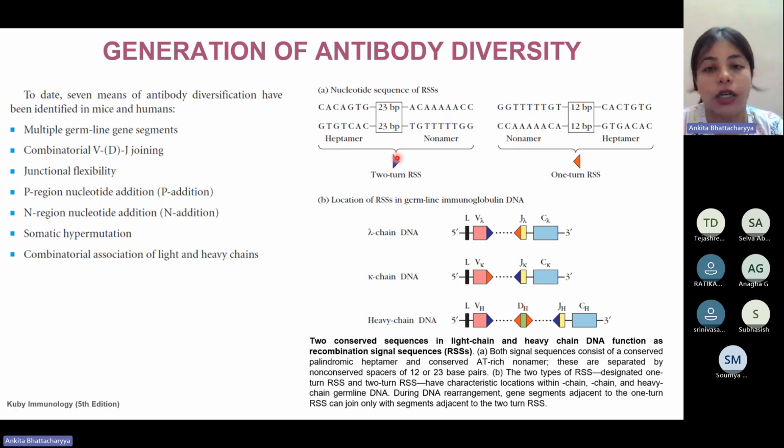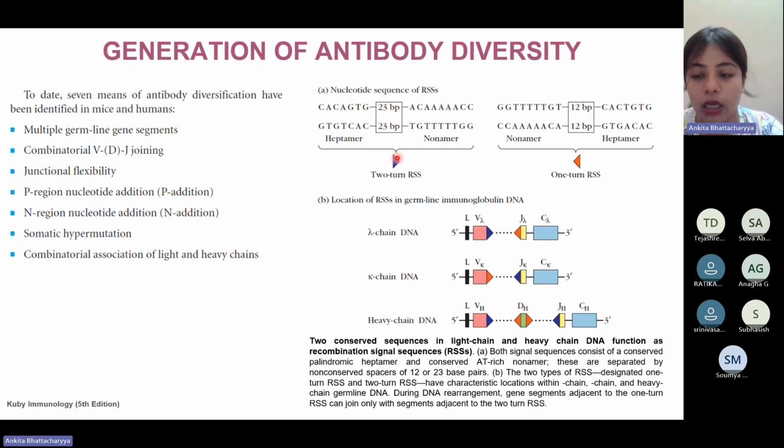Let us go over the legend. The first part A shows signal sequences which consist of some conserved heptamers and conserved nonamers, which are separated by non-conserved spacers. When we say non-conserved, it means that they do not have any consensus sequence. Any nucleotide can be present there. And that non-conserved spacer can either be of 12 base pairs or 23 base pairs. And on the basis of this, the 12/23 rule had actually been proposed, which has been discussed by Professor Shrudeep in the lecture as well.